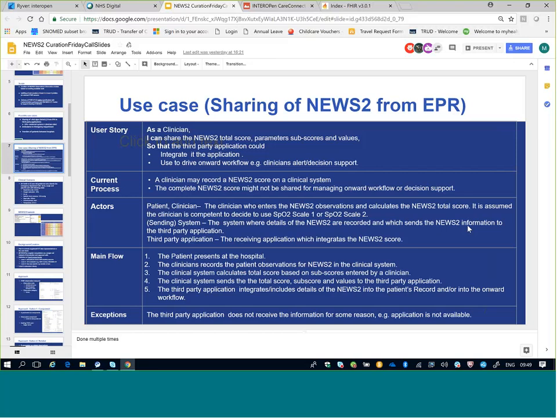But that being the case, and also the thing that the previous person from Orion brought up about device integration, all of that is absolutely true, but it doesn't impact, of course, on the structures for sharing the NEWS score once it's actually been derived, which is actually what this FHIR specification is all about.